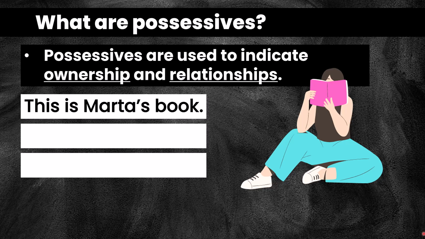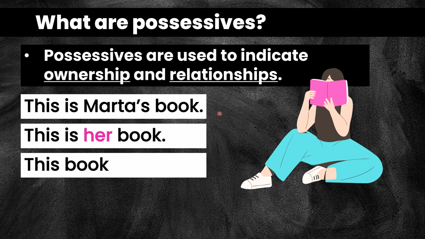For example, this is Marta's book. We use an apostrophe S to make a possessive. This book belongs to Marta. However, we can also use possessive adjectives or pronouns to say the same thing. This is her book. Her replaces Marta's. We could also say, this book is hers. And notice that there is not an apostrophe S in hers.